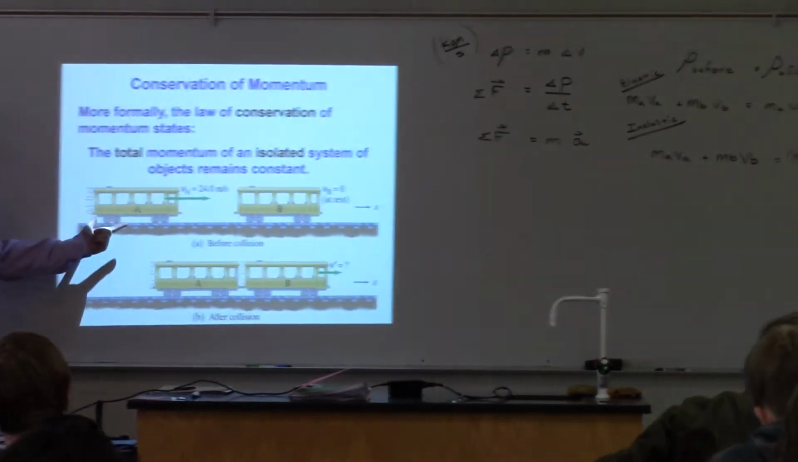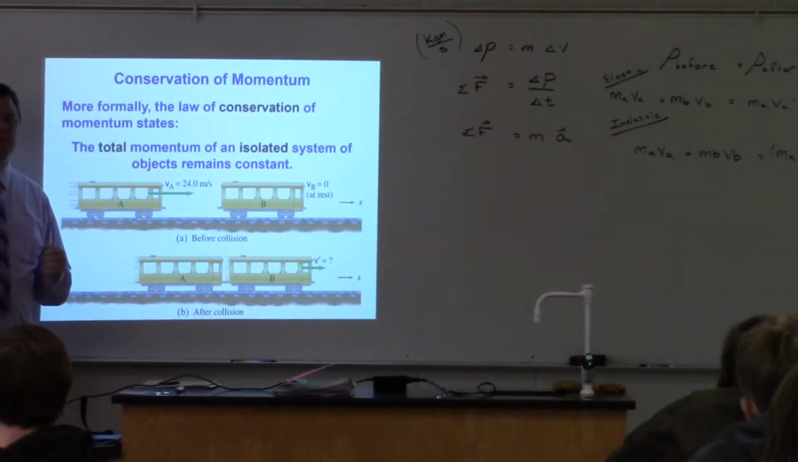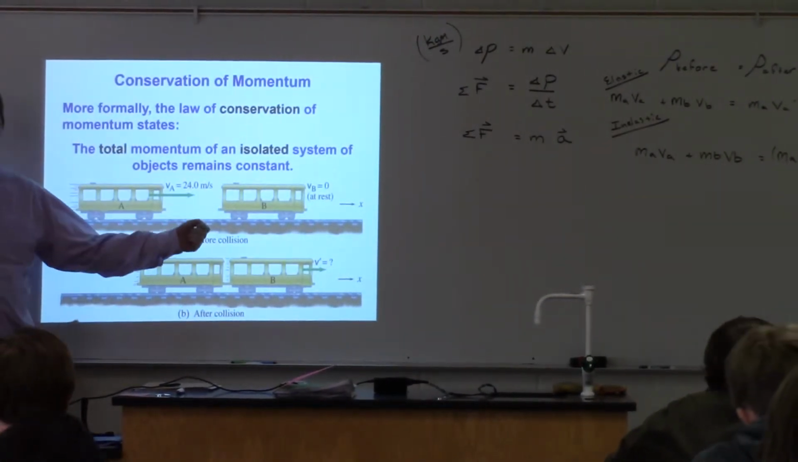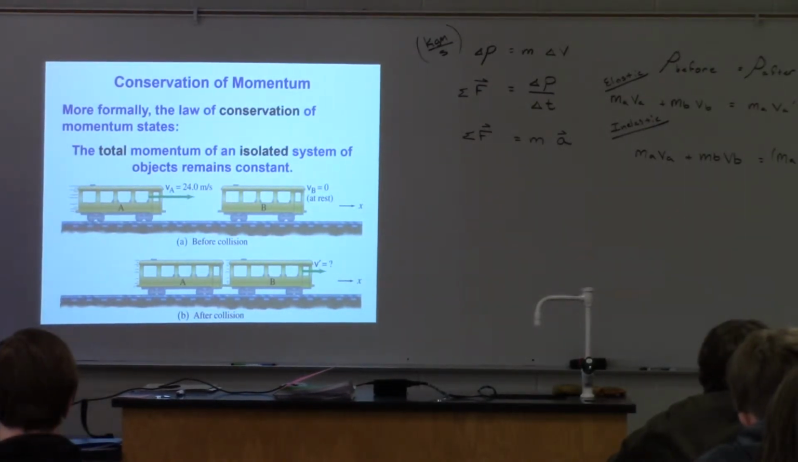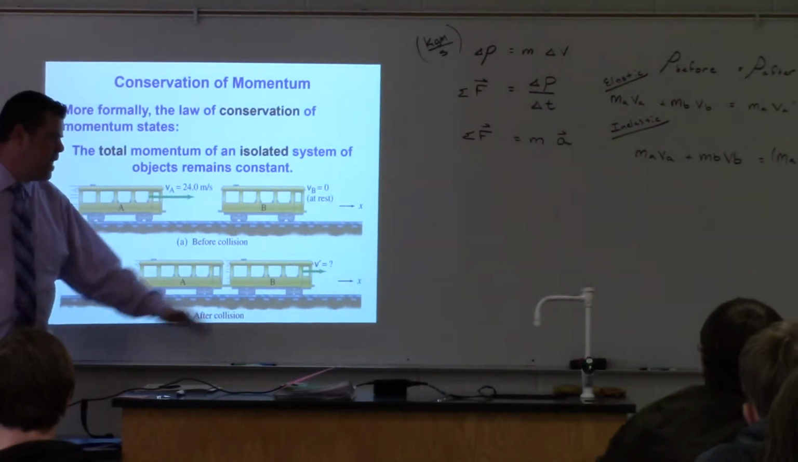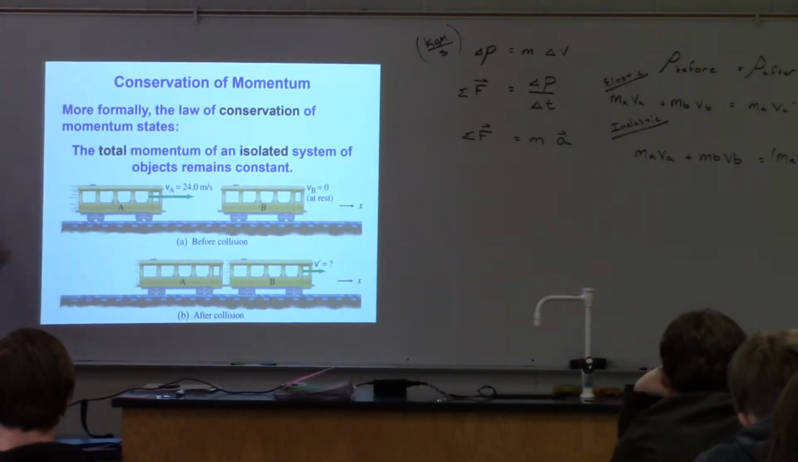Train car A is rolling, train car B is stopped. When A collides with B and they stick together, they're both going to roll off with some momentum. The momentum that the two have as they roll off together will be the same momentum that A had to begin with.